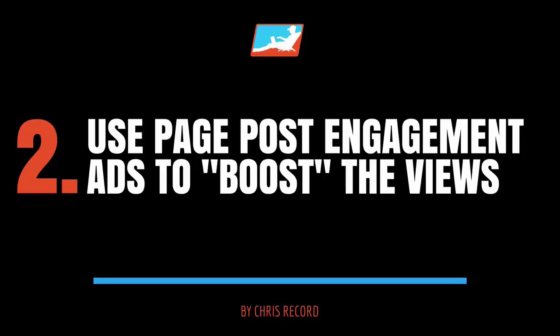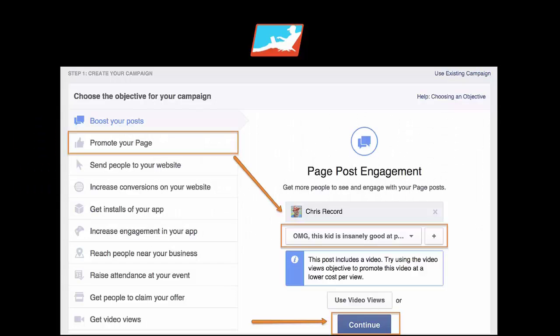Number two, use page post engagement ads to boost the views. There's an ad objective called video view ads, and it does work, but it doesn't work for what we're trying to do, which is get an individual video well over 1 million, 2 million, 5 million views and let the viral engagement take over. So if you're trying to get a video to go viral, you're going to want to use page post engagement ads. It looks like this.